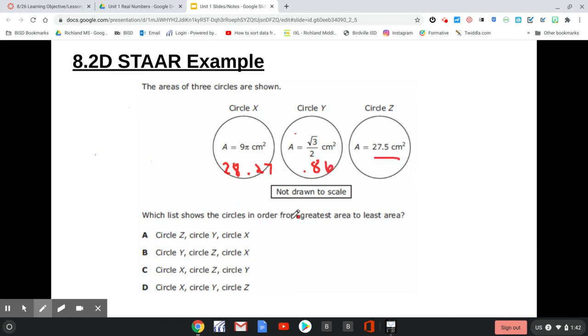So we need to order this from the biggest area to the smallest. So the biggest number looks like to be circle X. So it's going to be either this one or this one. And then the next one would be 27. So it would be Z. Wait a minute. Circle X and then Z. Yes. And then Y. So your answer is C. That is it for ordering real numbers.